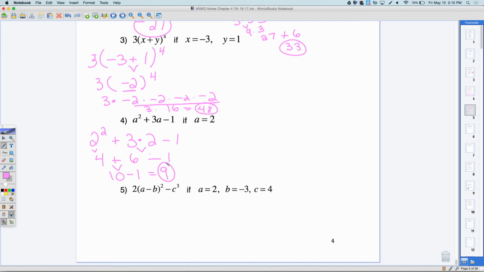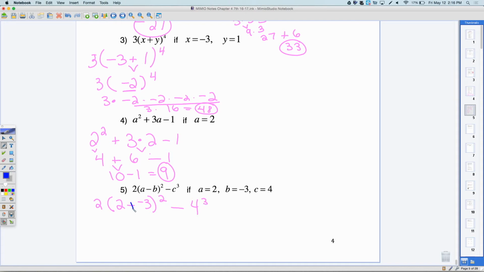Last example on the page, we have 2 times, in parentheses, a minus b to the second power minus c to the third power. If a is 2, b is negative 3, and c is 4. So we have to substitute in for our a, b, and c. So it's 2 times, in parentheses, 2 minus a negative 3 to the second power minus c, which is 4 to the third power.